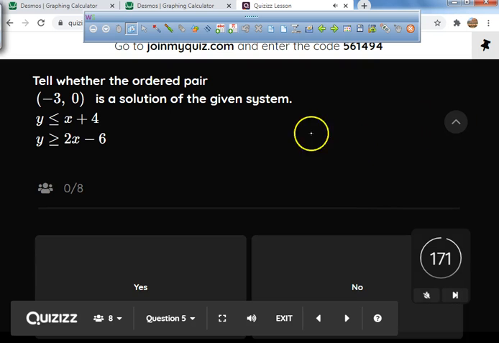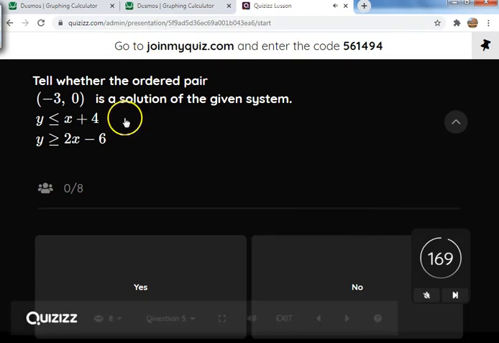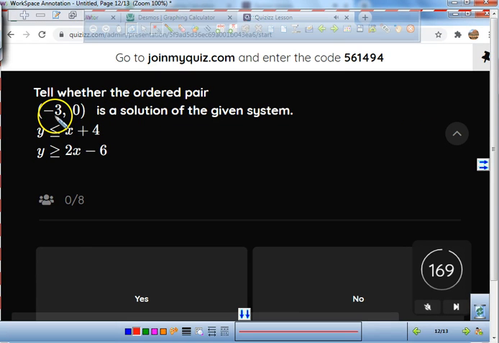All right. Tell whether this ordered pair is a solution. What does that say? -3, 0. What does this mean? That's my x, that's my y. So if my x is negative 3 and my y is 0, is 0 less than or equal to negative 3 plus 4? Negative 3 plus 4, that's a 1. Is 0 less than or equal to 1? Yes. Let's check the next one.